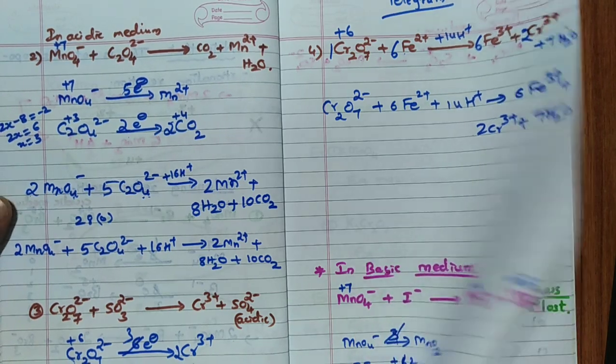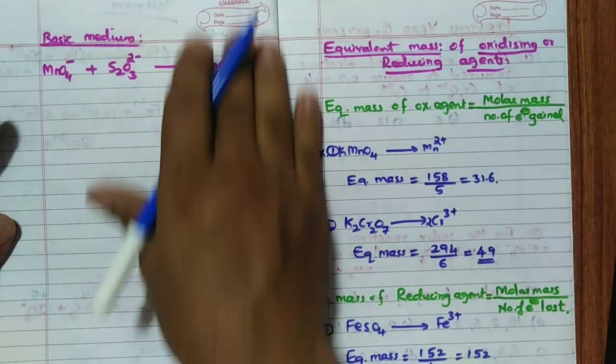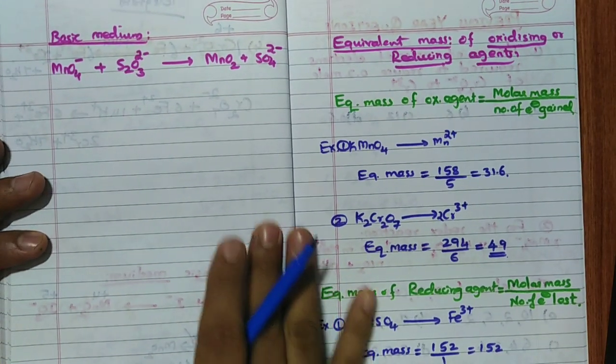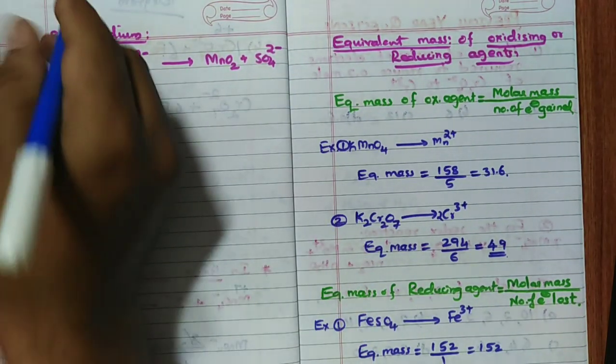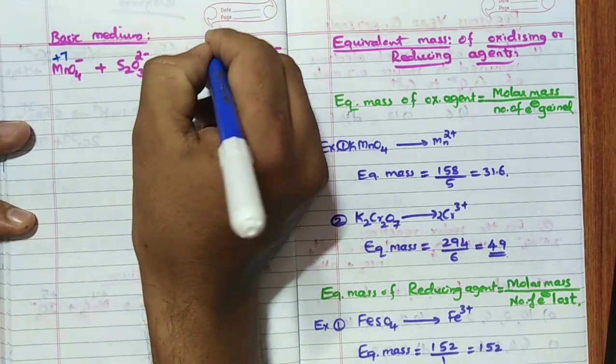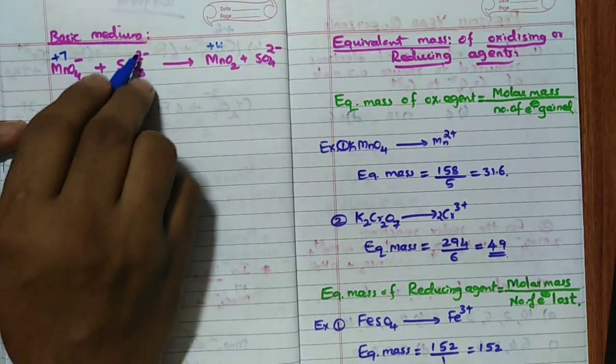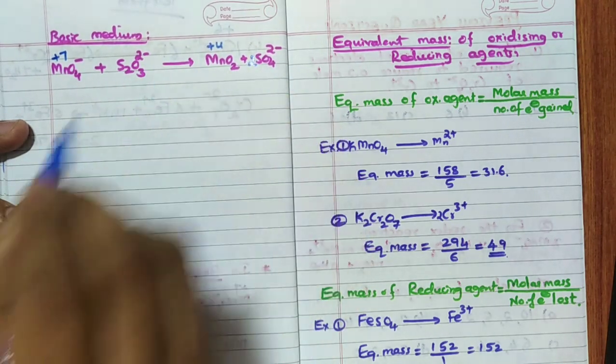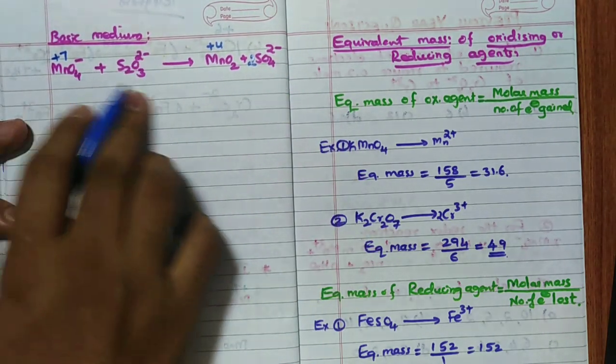Remember that point. Now you'll see another example. I have already written basic, medium, fine. This also will finish it out. Here, plus 7, plus 4, S2O3 2 minus. You can see S2 is there, so I will write 2S first here. So, S2O3 2 minus.